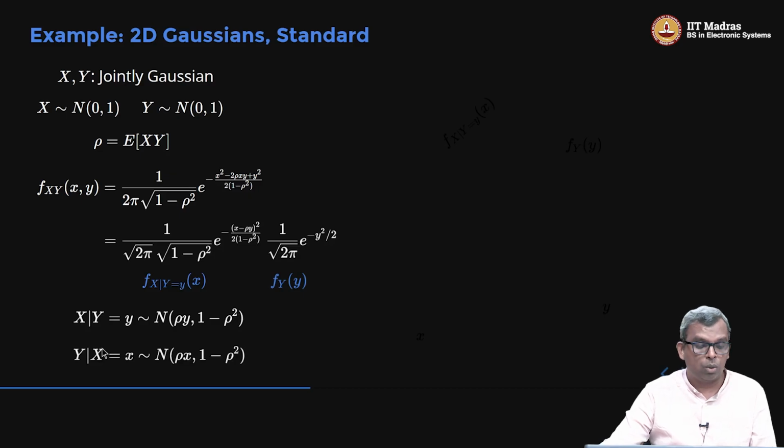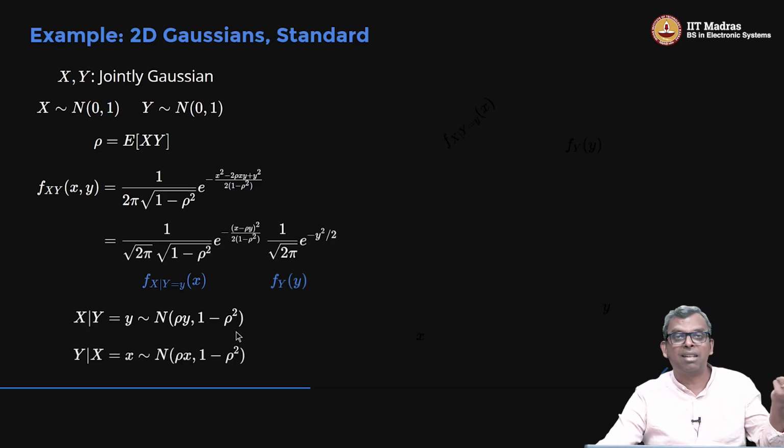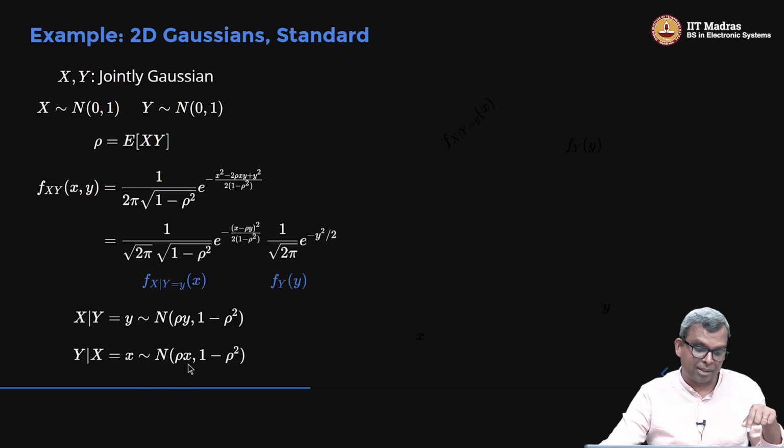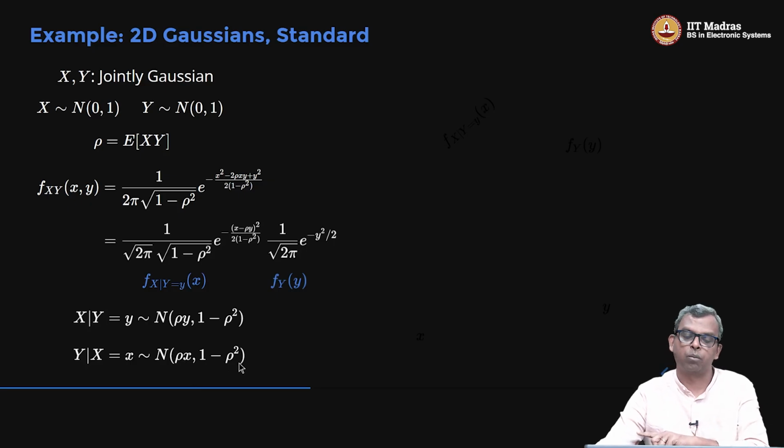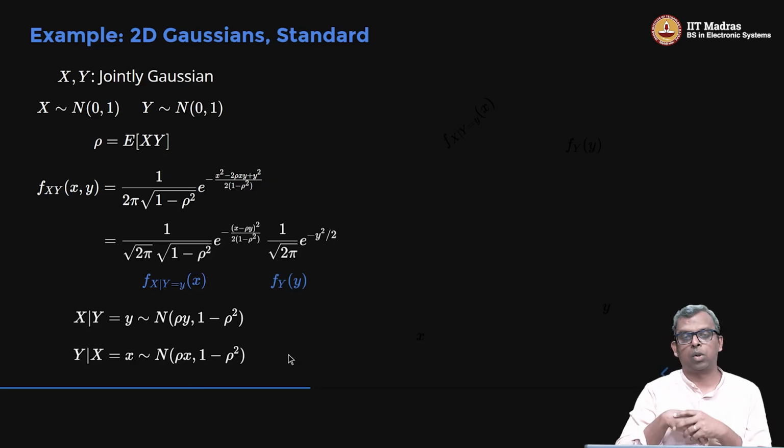Okay. So, I can do the same calculation for Y given X equals x. Okay, everything is symmetric here. If I just split it on x instead of y and do the same calculation, you will get Y given X equals x is also normal, now with mean rho x and variance 1 minus rho squared. Okay. So, this is a very easy calculation to do.